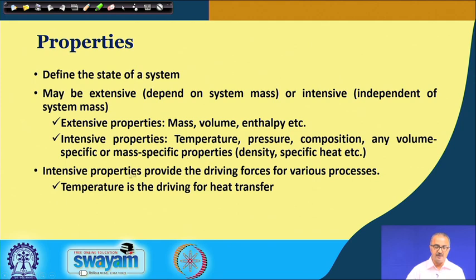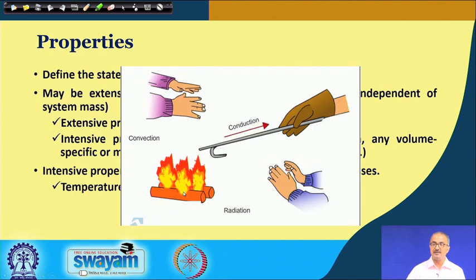Now, intensive properties provide the driving force for various processes. For example, temperature, which is an intensive property, is a driving force for heat transfer, and we can see that from this particular figure. Suppose there is a fire. From this fire the heat can be transferred in many ways. For example, it can be conducted if we put some kind of solid material. It can also be convected through the air if somebody is trying to warm himself or herself. We find that by convection the heat is going from the fire to this particular hand.